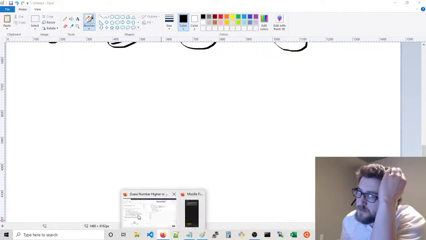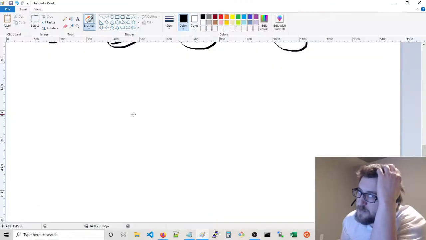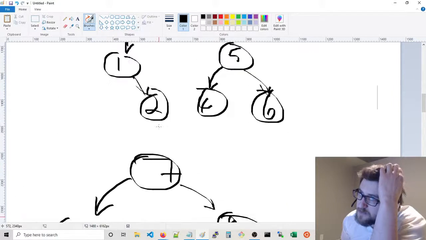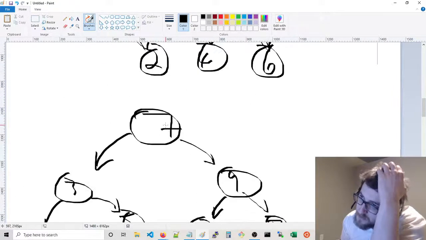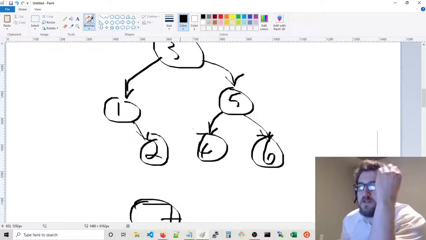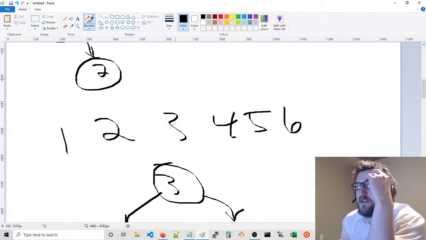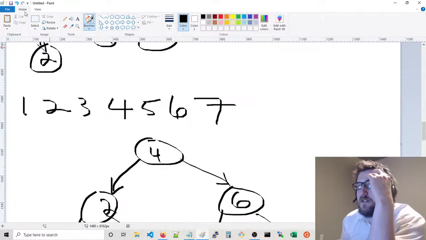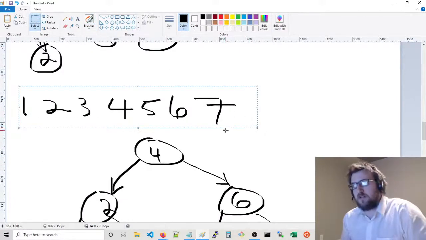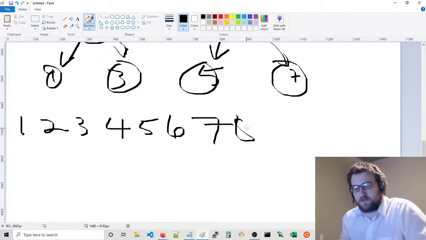Actually, you could do both, I think. You could do a balanced tree and a slightly weighted tree and kind of compare the two. I don't know if that's a good idea. But it's interesting because these are basically balanced trees. Sometimes it's balanced and sometimes it's not. I couldn't tell you why.